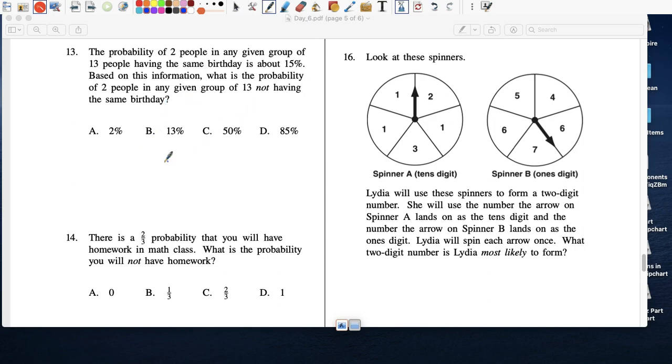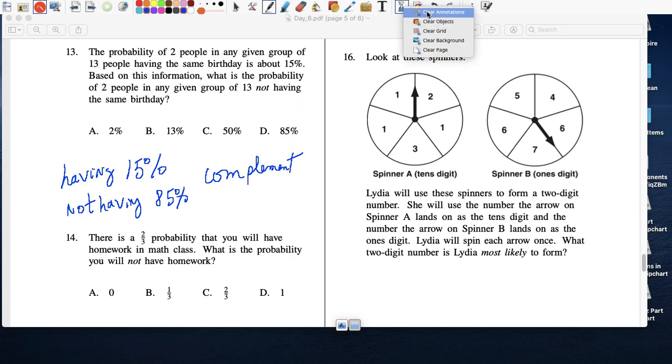Well, remember, this is a complement, right? So the probability of 2 people having the same birthday is 15%. If having the same birthday is 15%, not having the same birthday would be 85%. Right? Remember, complement.